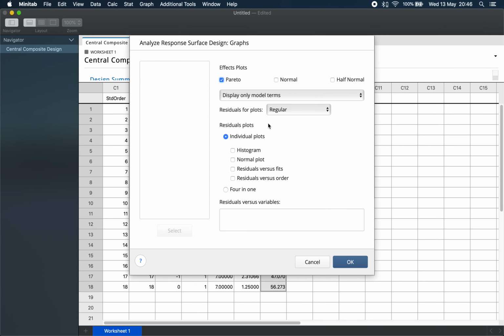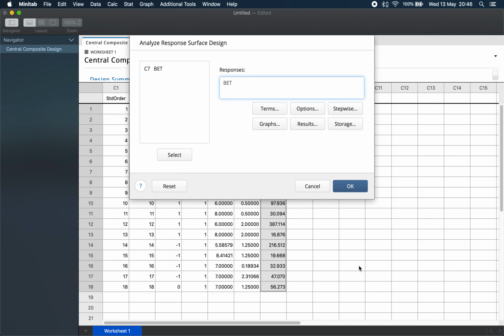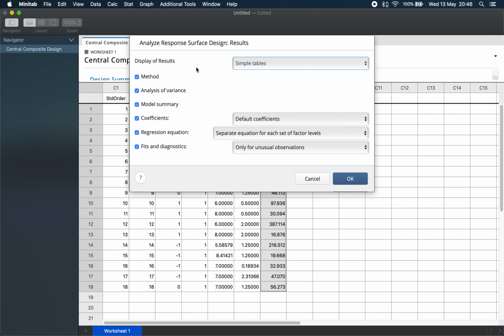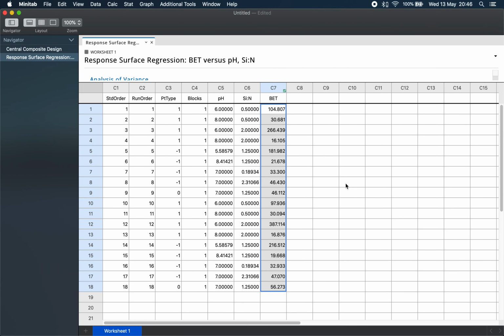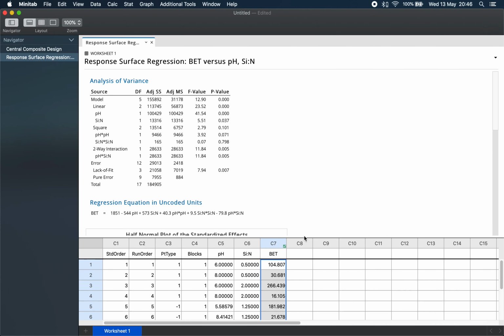Under graphs, we select our preference for visualization. And under results, we select the analysis of variance and the regression equation. Okay, we can now inspect the statistical output in the output pane. The second order polynomial can contain a lot of terms, as we saw earlier. But for product development purposes, we don't always want the most complex model. We are looking for a model that captures significant changes in the result, but not the experimental random noise.